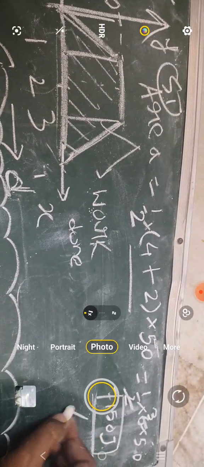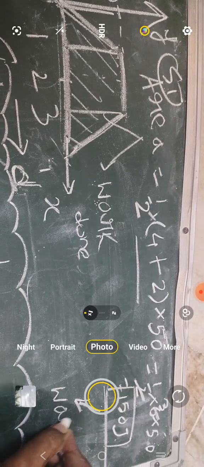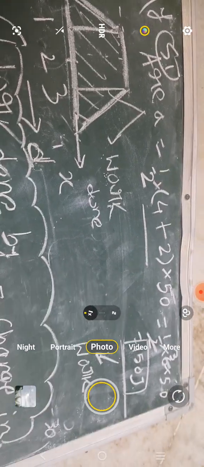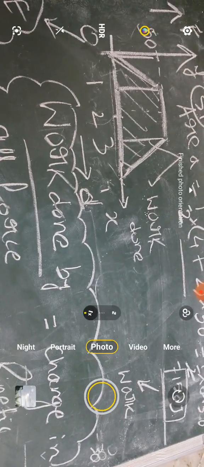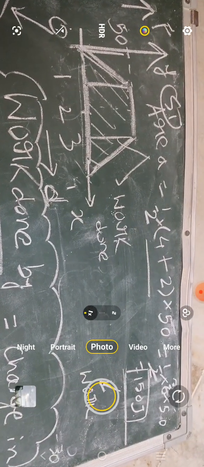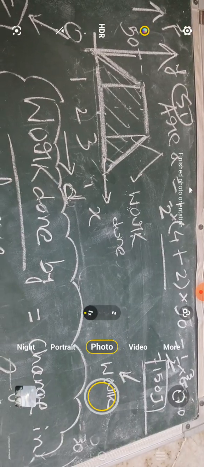And area gives us what? Area gives us work. So work is 150 joule.